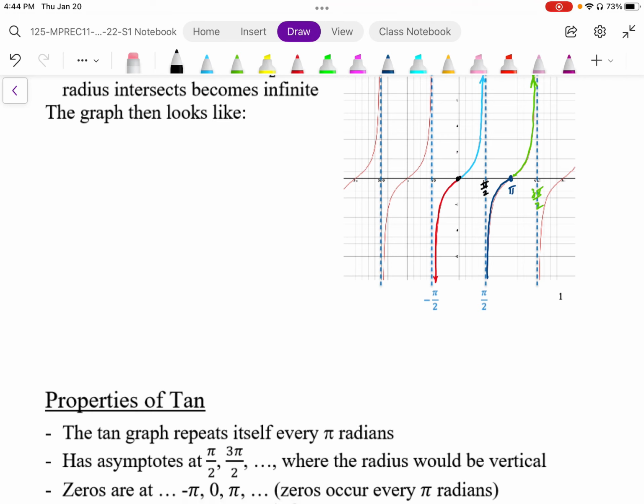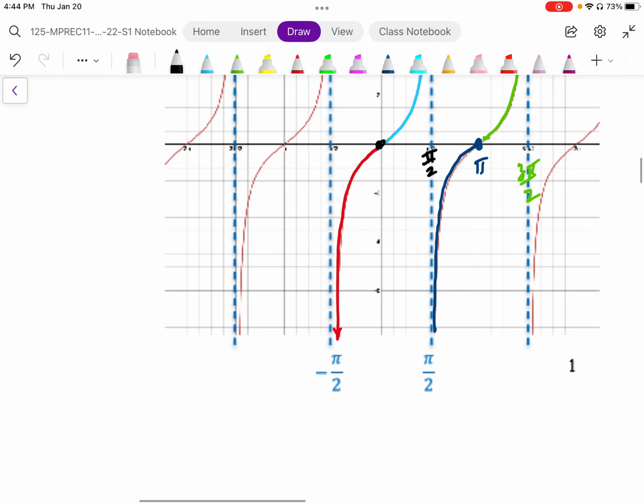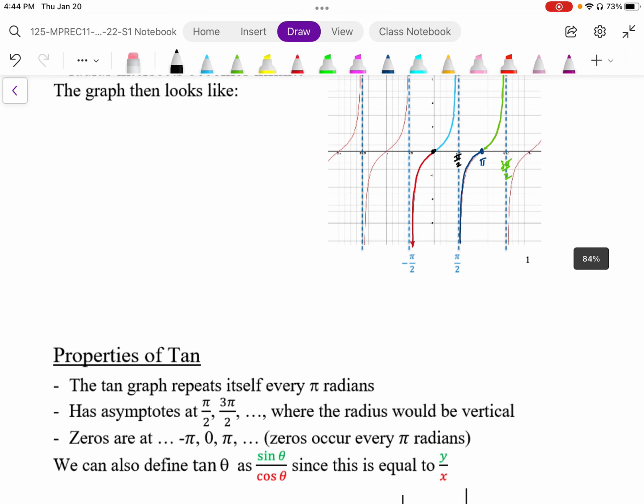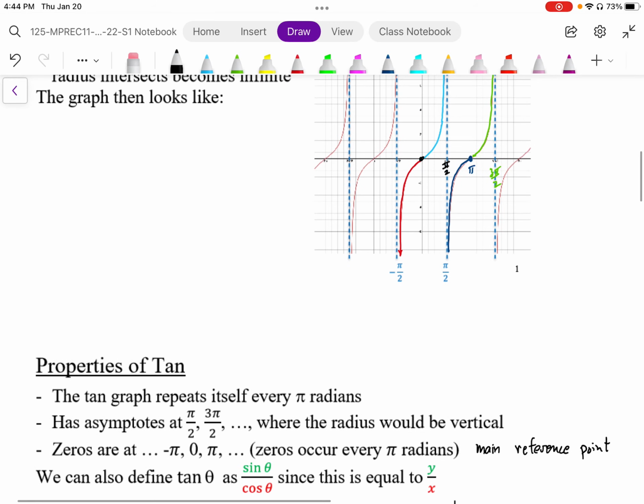So after 3 pi over 2, the next one will be 5 pi over 2, and we can go in the other direction as well. We also have zeros. The zeros are happening at 0, and then the next one's at pi, 2 pi, etc. And it's really important that we understand the zero. That 0 is our main reference point. Okay, so that's the middle of the graph, and that's where all our symmetry happens, from that 0.